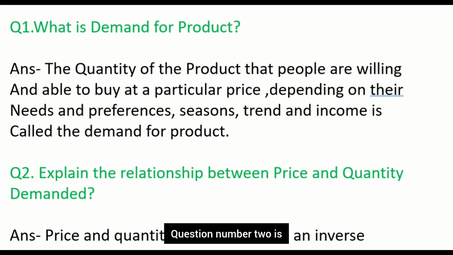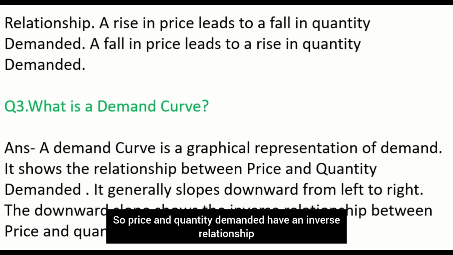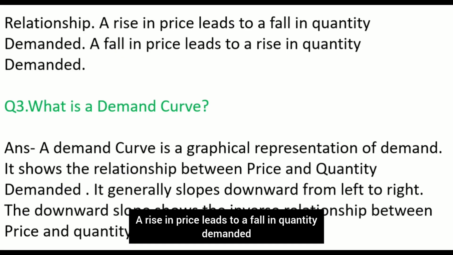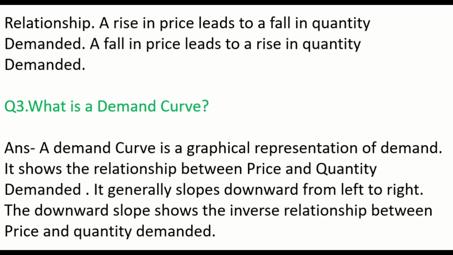Okay, question number 2 is, explain the relationship between price and quantity demanded. So price and quantity demanded have an inverse relationship. A rise in price leads to a fall in quantity demanded. A fall in price leads to a rise in quantity demanded.